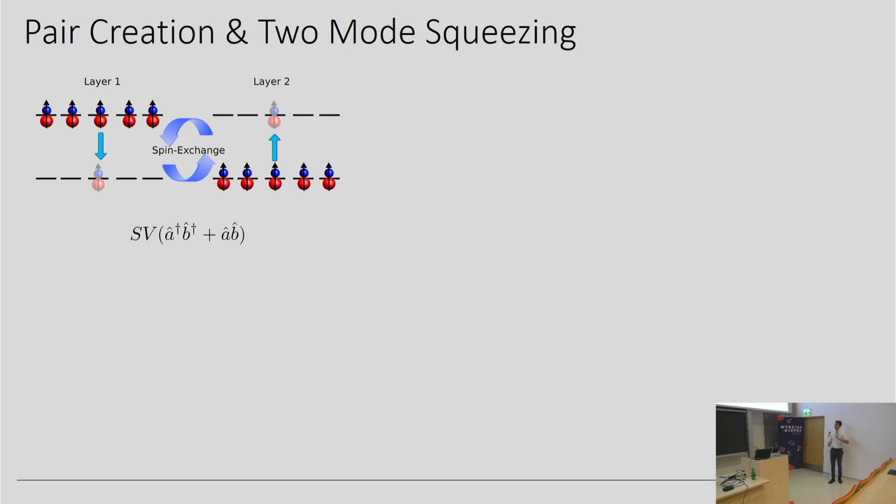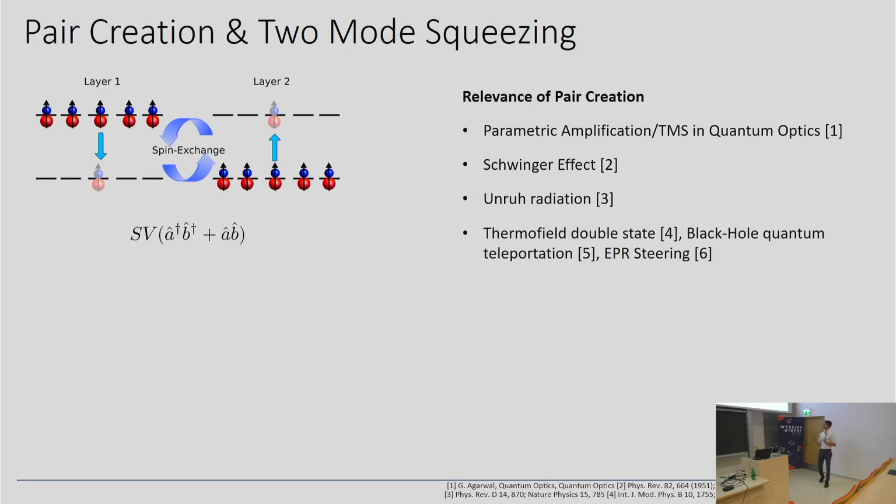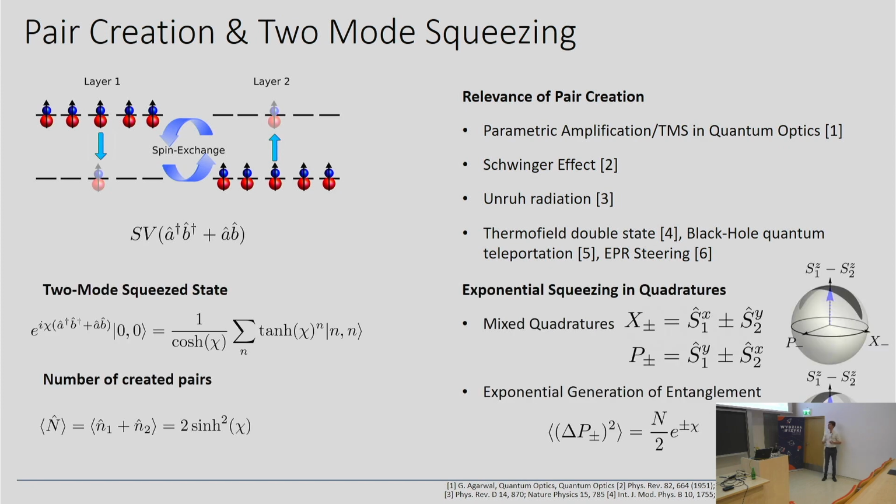Maybe to briefly recall what the two-mode squeezing Hamiltonian does. There are a few connections. You might know it from quantum optics, as I already said. It also directly connects to high energy phenomena such as Unruh radiation or the Schwinger effect. It also generates thermofield double states and allows EPR steering. So there are also quantum information applications, where you can create these states in a clean way.